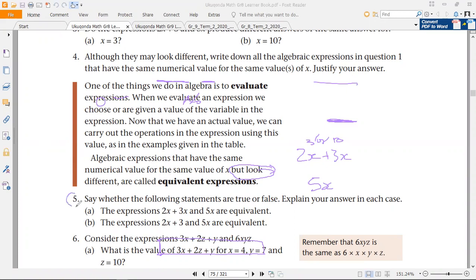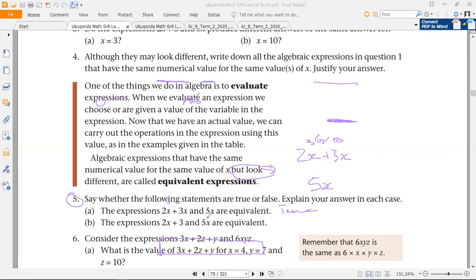So here's another possible question. Let's look at this. Say whether the following statements are true or false. Explain your answer in each case. The expressions 2x plus 3x and 5x are equivalent. True, because we have just spoken about that. When you put x equals 3 or x equals 10, you get the same answer in both expressions.